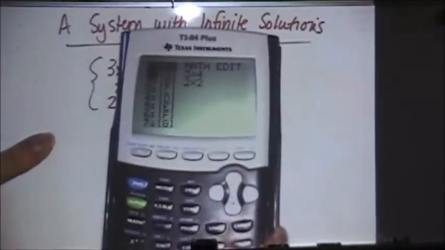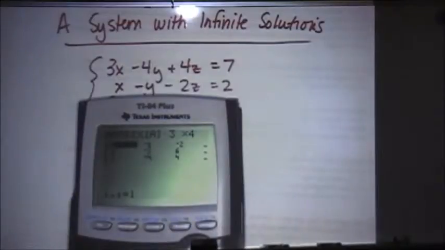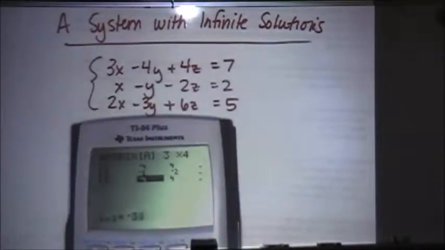So I'm going to go second and my x inverse button, or matrix, and pull up my matrix menu. I'm going to arrow over to edit because I want to store this, and I will store it as matrix A. I've already got a 3 by 4 in here, so I'm just going to type over my new coefficients. So my coefficients are 3, -4, 4, and 7. If you just hit enter, it jumps to the right. 1, -1, -2, and 2, and 2, -3, 6, and 7.